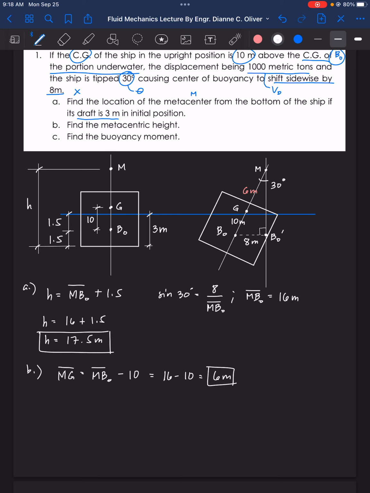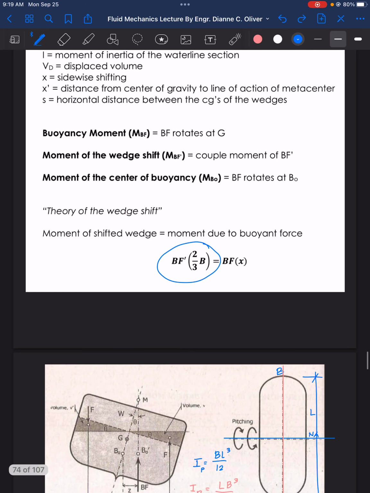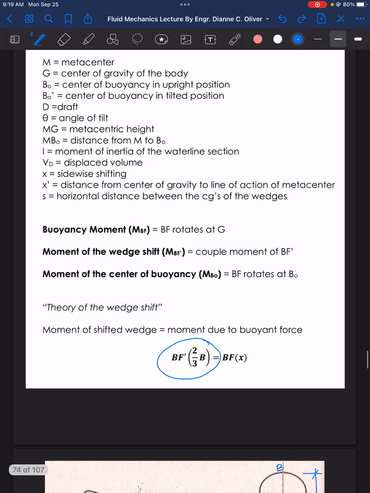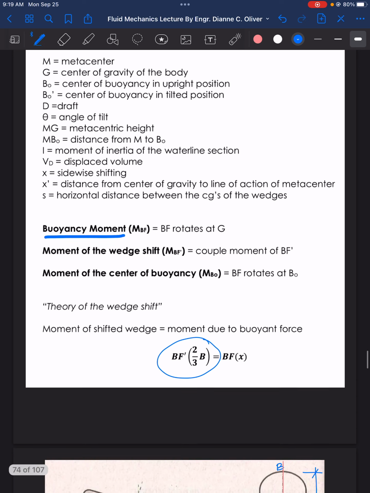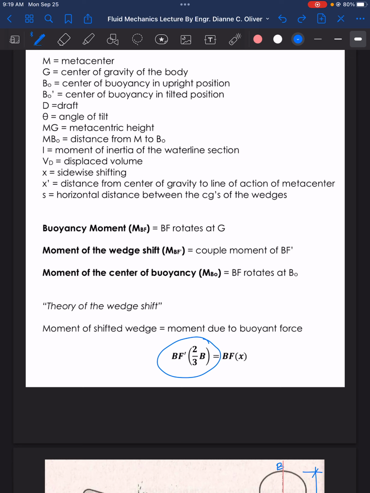For letter C, find the buoyancy moment. So what do we mean by buoyancy moment? What's the difference among these three kinds of moments? For the buoyancy moment, the buoyant force rotates at G, or the center of gravity. For the moment of the wedge shift, it is the couple moment of BF prime, or the buoyant force at the wedge. And for the moment of the center of buoyancy, let's name that as MBO, the buoyant force rotates at the center of buoyancy.